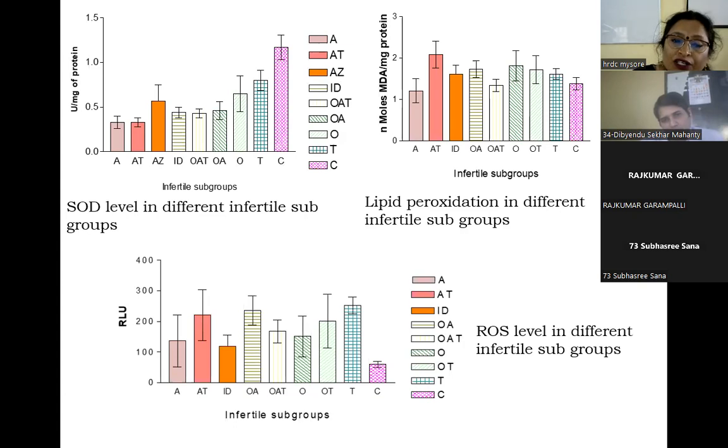So when we compare the control with all different kinds of infertile conditions, we can see the superoxide dismutase SOD enzyme level is high in the control when compared to the infertile condition. Lipid peroxidation is more in the infertile condition when compared to control. Similarly, reactive oxygen species level is very high in infertile individuals when compared to control. This graph represents that oxidative stress is more in infertile individuals when compared to control. It could be one of the risk factors in causing male infertility.